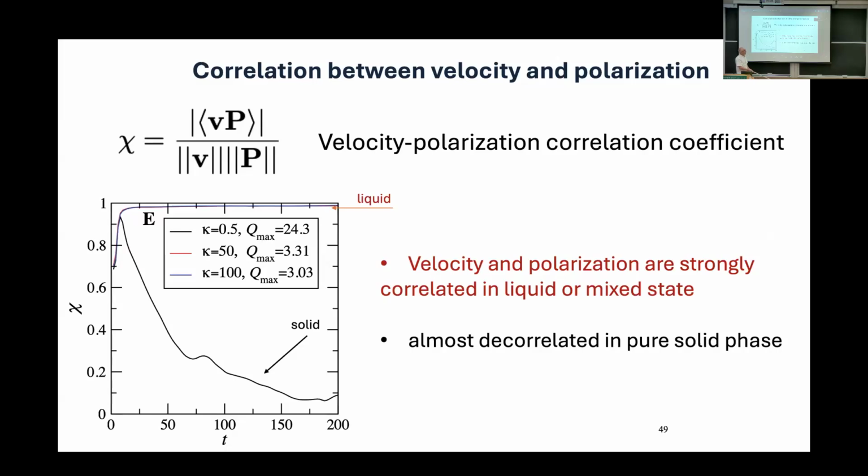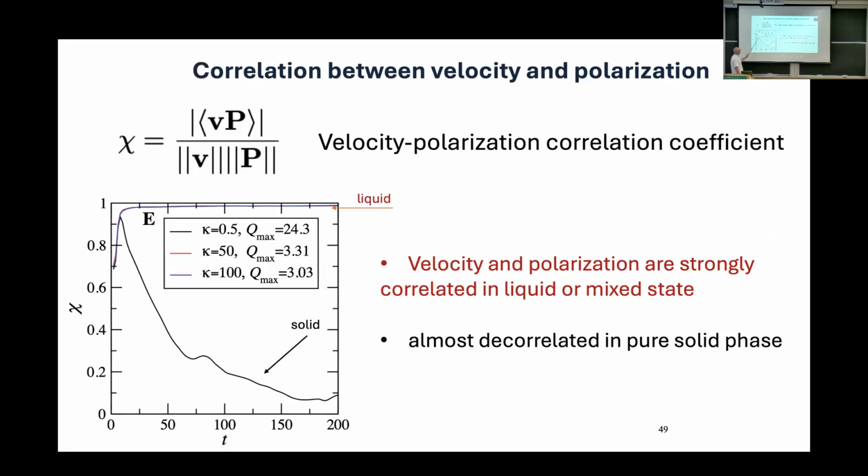Okay, so we introduce the velocity-polarization correlation coefficient. If they are totally aligned, it will be 1. If anti-aligned, it will be -1, otherwise close to 0. So this is velocity and polarization.